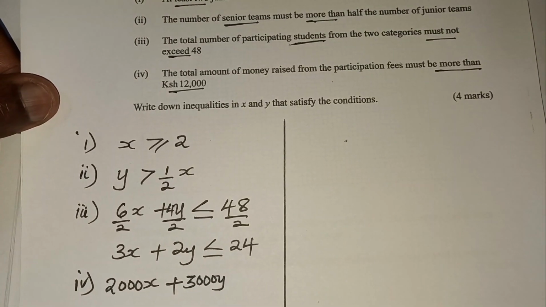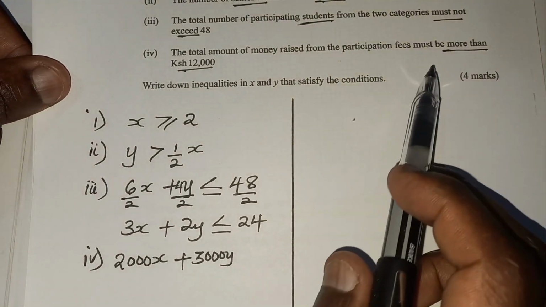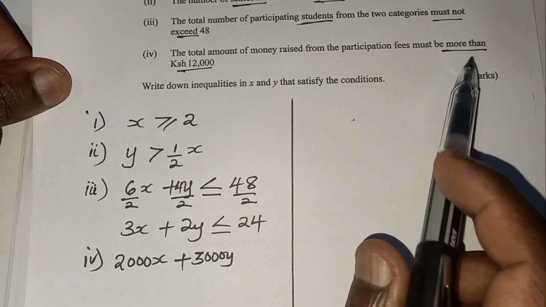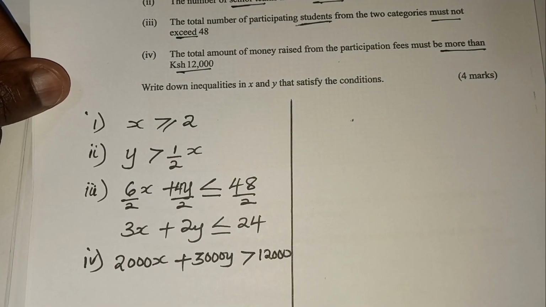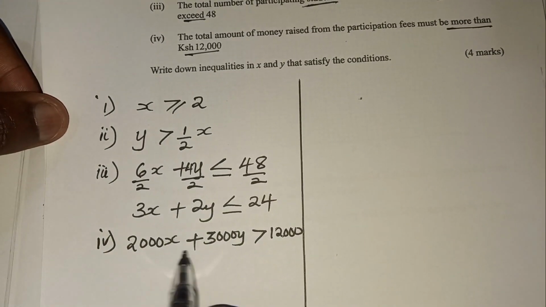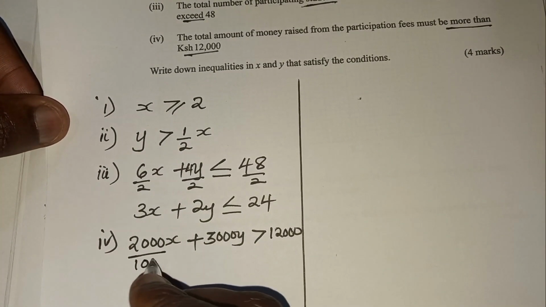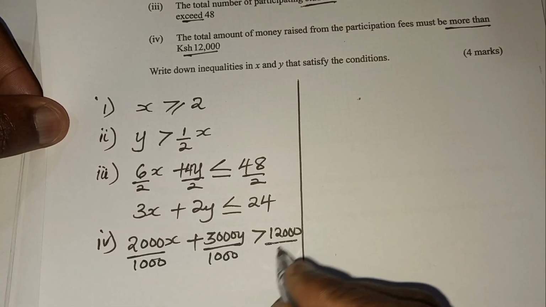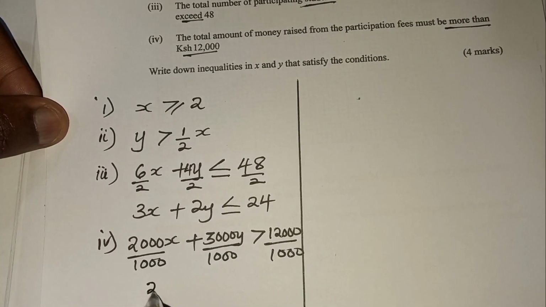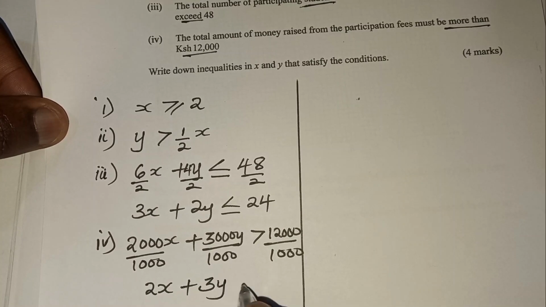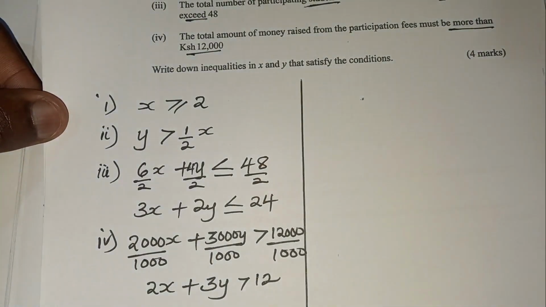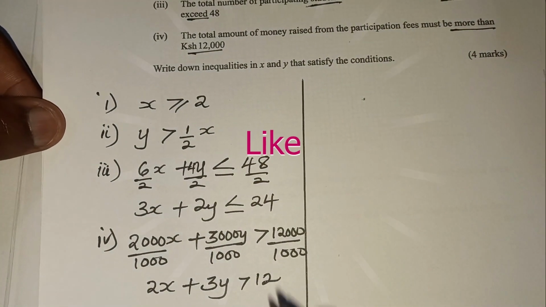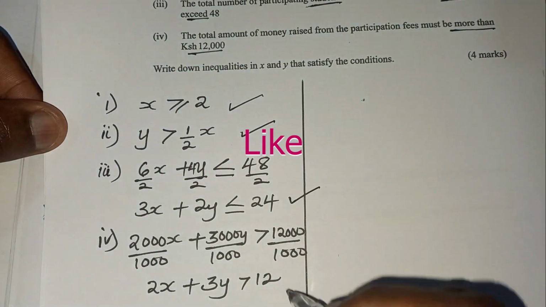3,000 Y. And this is the amount that you're told that it must be more than 12,000. More than means greater than 12,000. We can divide everything by 1,000 to simplify this. Divide everything by 1,000 like that. This should give 2x plus 3y is greater than 12. And those are the inequalities that you can form from those four statements. The first one is there, the second, the third, and the fourth.